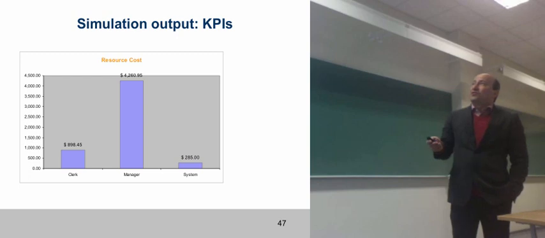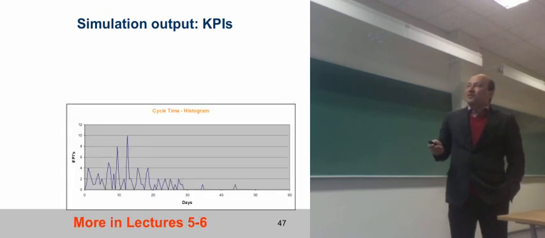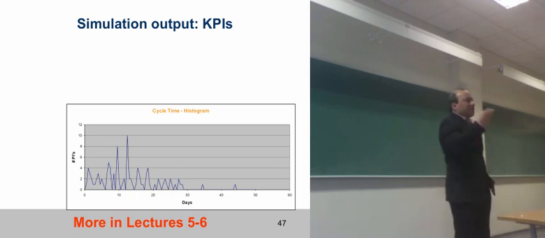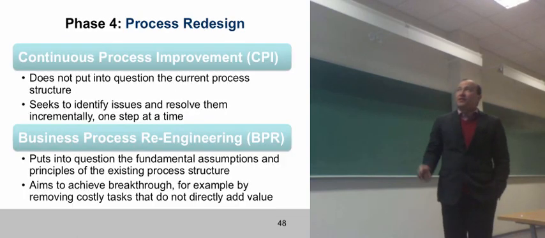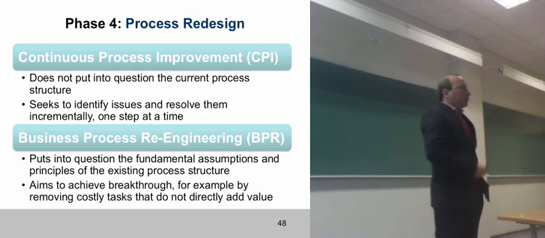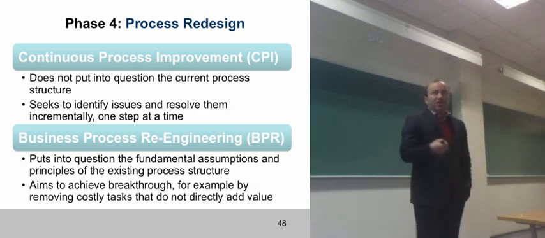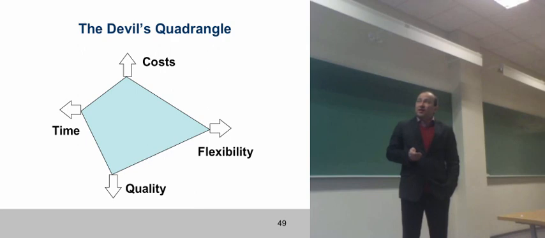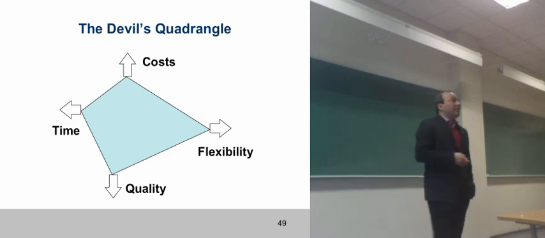So we're going to get all sorts of graphs in lectures 5 and 6 to try to understand the impact that a certain problem is having and the potential impact of a change to the process. If you change the process, how much do we gain? And phase 4 is going to be about coming up with ideas for changing, and we're going to see a particular school for doing that called continuous process improvement, where we apply different heuristics and techniques that trade off the 4 dimensions of the famous devil's quadrangle.